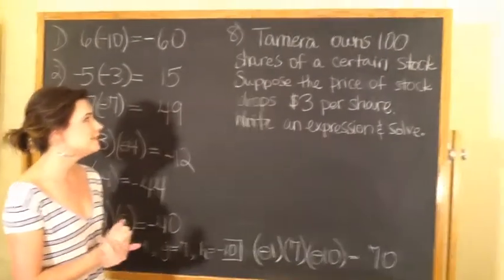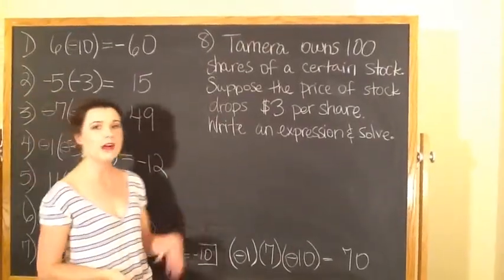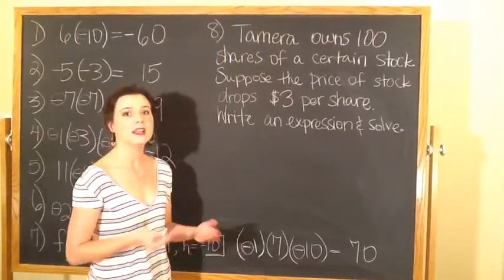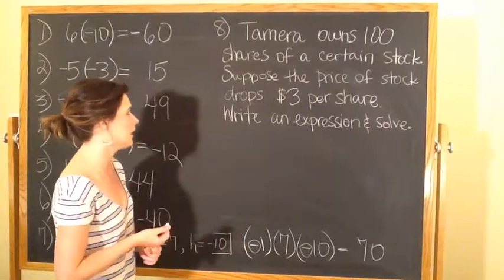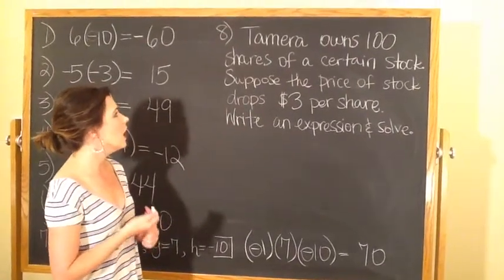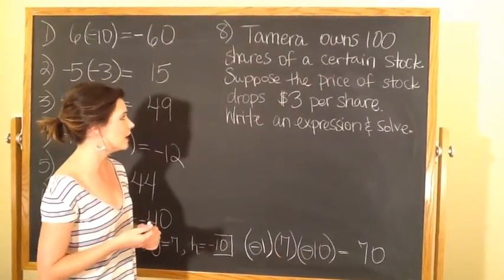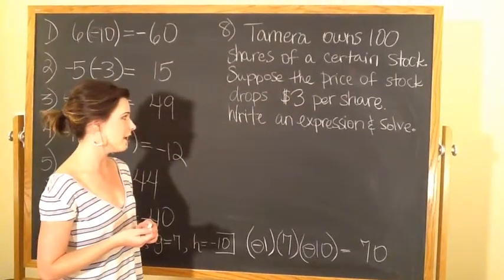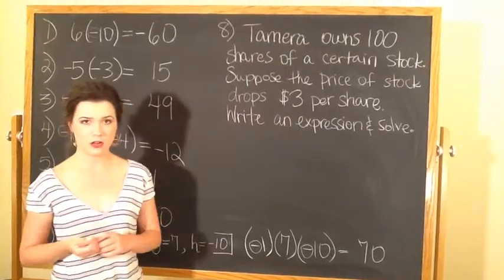Alright, let's go ahead and do an example with a word problem. So we're going to have to read this word problem, be able to come up with our multiplication problem, and solve it. So let's go ahead and look at it. It says Tamara owns 100 shares of a certain stock. Suppose the price of stock drops $3 per share. Write an expression and solve.